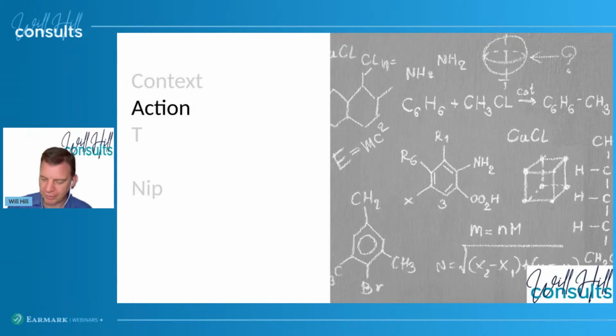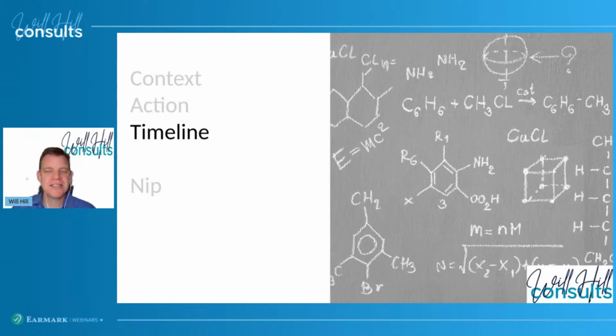I appreciate that comment. All right. So what on earth does the T stand for in CATNIP? We've got C, context, A, action. T is timeline. Well, as you know, just like with humor, timing is everything. But in business, timeliness is really, really important.